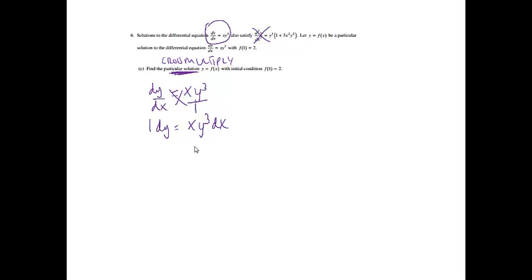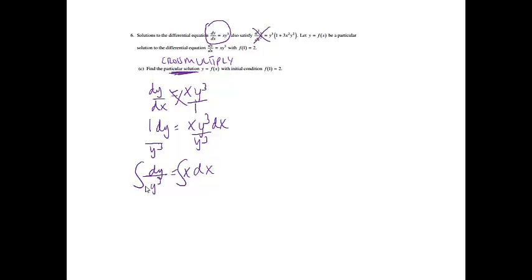Now I have to have my variables on the same side. So I'm going to divide both sides by y cubed. So I'm going to get dy over y cubed is equal to x dx. And now that I have my variables on the proper sides, I'm going to draw integrals to show that I'm now going to take the integral.